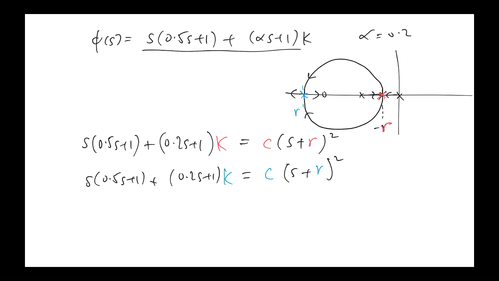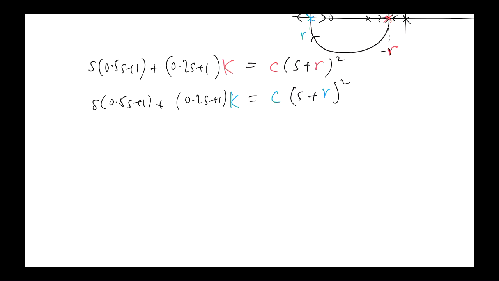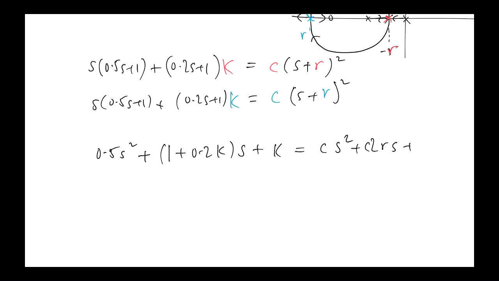Well, you can do this. I can write down what this polynomial looks like. So it's 0.5s squared plus (1 + 0.2k)s plus k, equal to c(s squared + 2rs + r squared), so that should be c r squared.